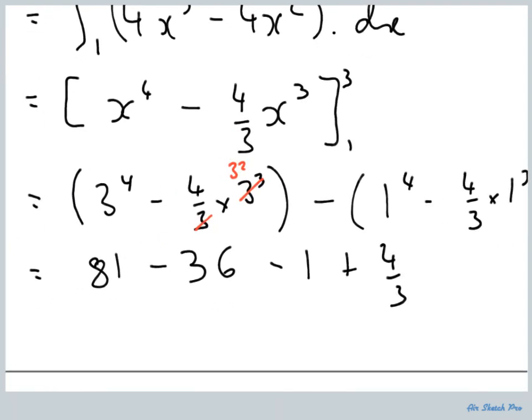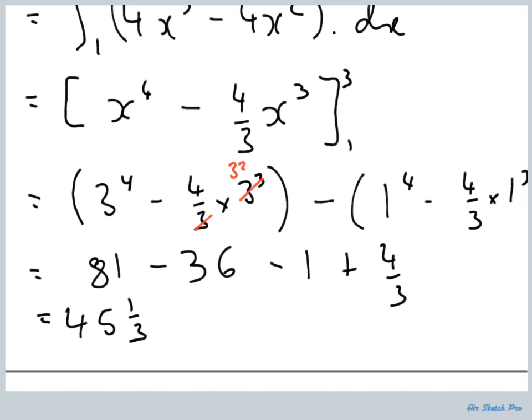And then it's just a final calculation, right? So let's just do it. 81 minus 36 is 45, isn't it? Yay, 45 minus 1 is, I reckon I can do that, 44. So it's 44 and a third. Oops, 44 and 4/3, I forgot the 4 there. 45 and a third, because 4/3 is 1 and a third.